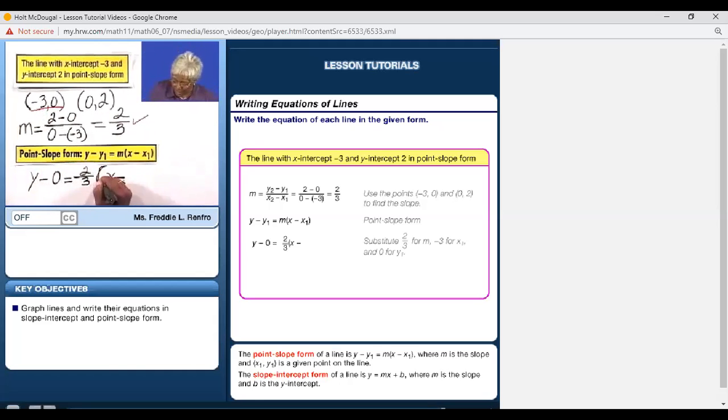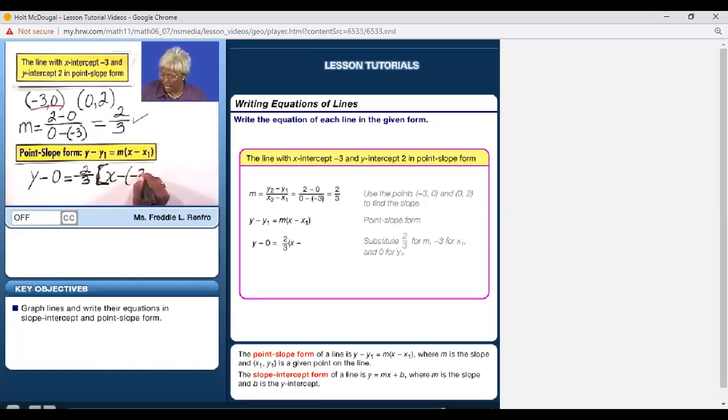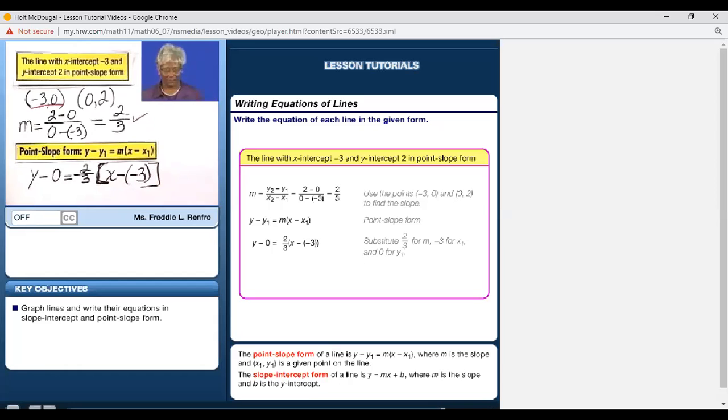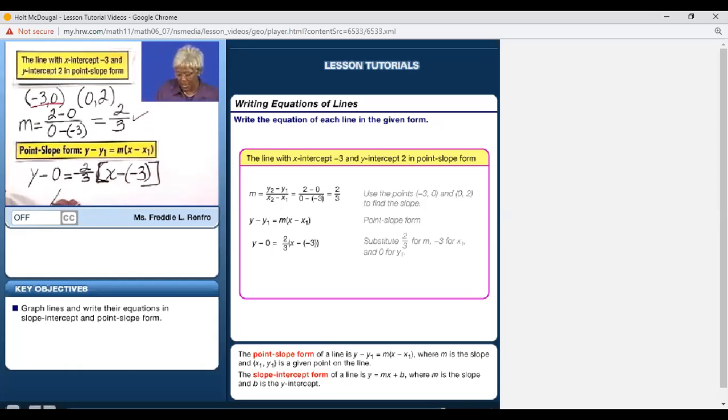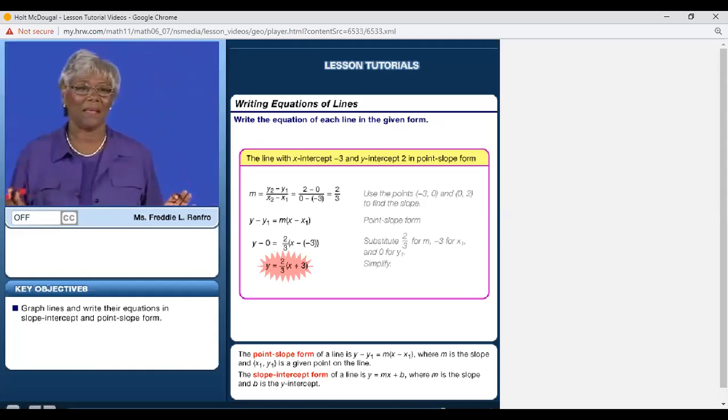So I'm going to make this brackets. Okay. Now, let's just go ahead and simplify this. Y equals 2/3 times, remember in subtraction, add the opposite. It simply will be x plus 3. Got it.